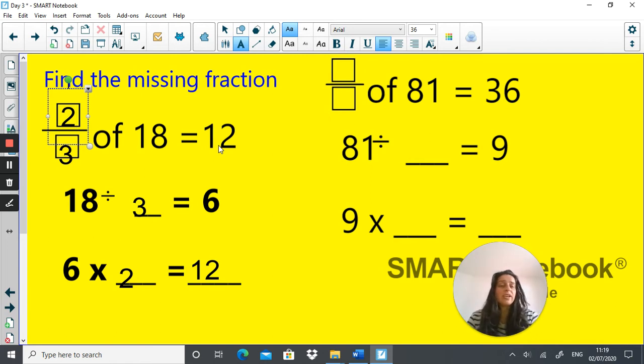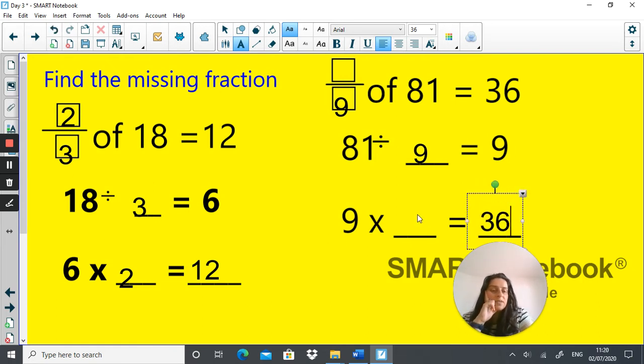So apply the same logic to this one over here. 81 divided by what equals 9? Hopefully, if you're practicing your times tables, you're very quickly telling that 9. 81 divided by 9 equals 9. So that's the denominator. That can go there. Then 9 times something equals something. Well, the number that goes here is the answer of 36. 36 goes there. What times 9 equals 36? I think you'll agree it's 4. And 4 goes up there.